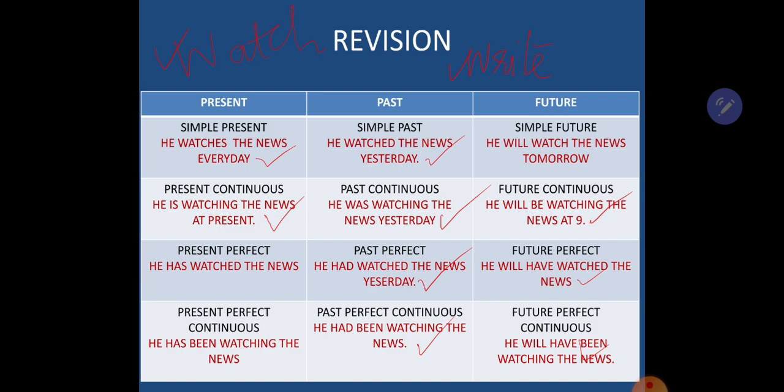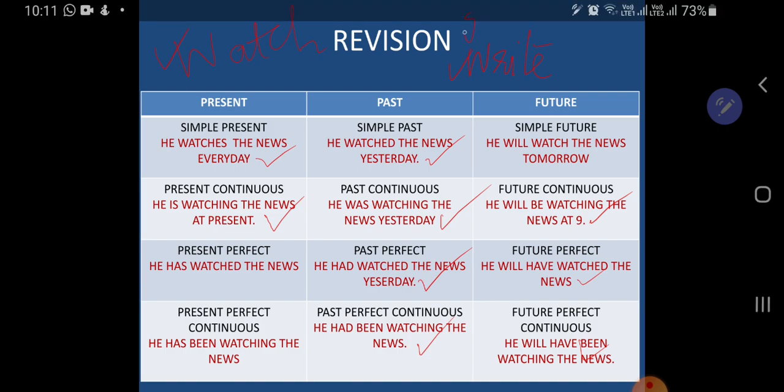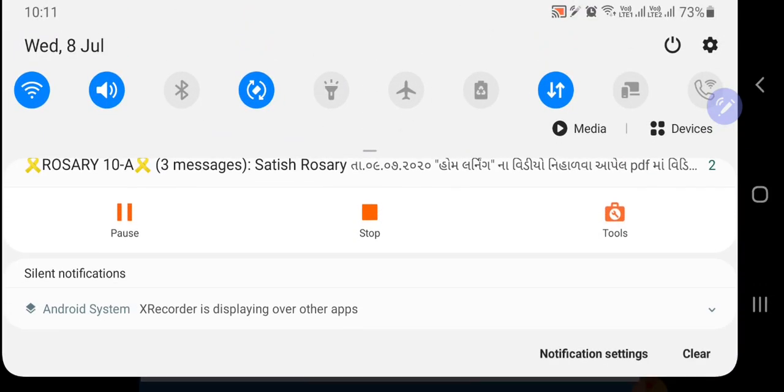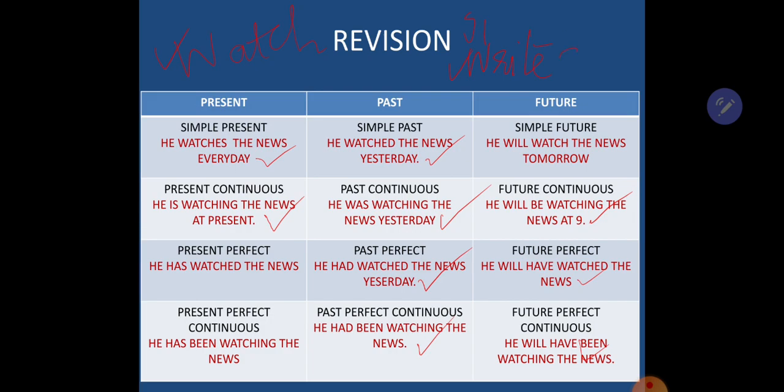Then another verb is sing. So this is the homework. Use two verbs, write and sing, to make all these 12 sentences. Next video we'll see continuous tenses. So till then, do write all these sentences using these two verbs.